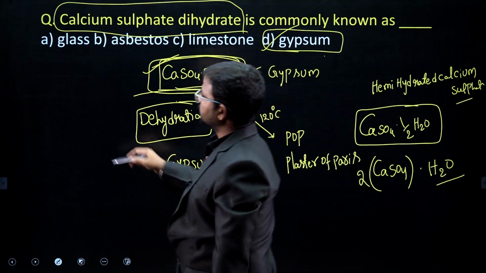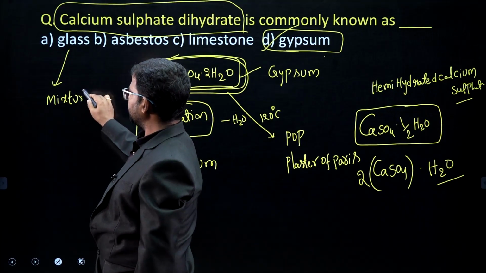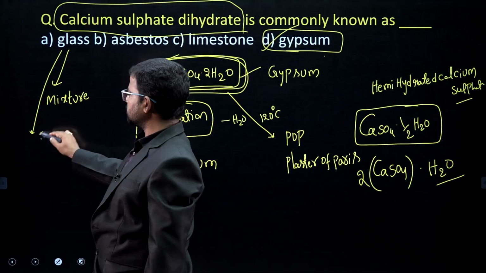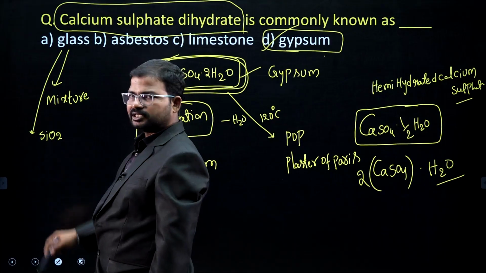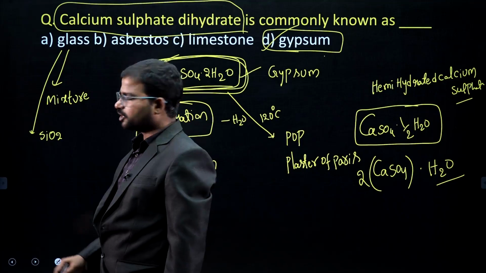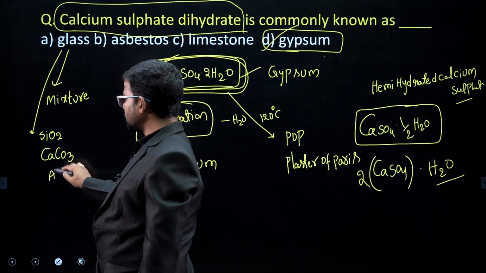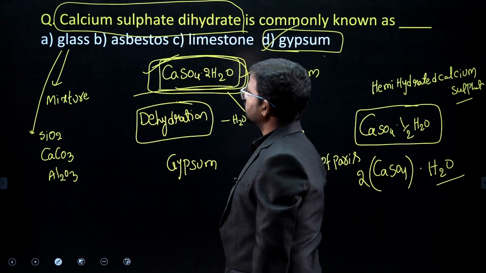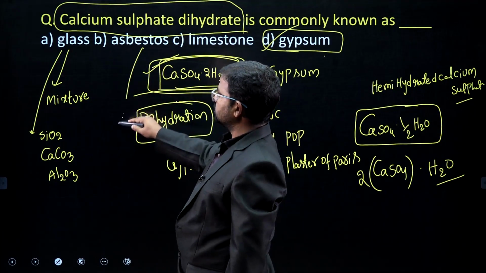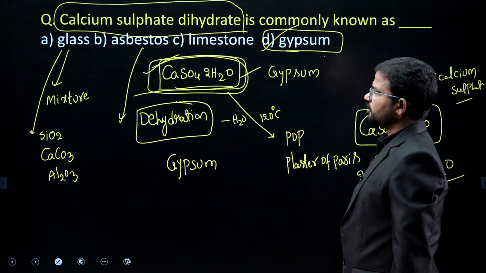What about glass? Glass is a mixture and it has silicate derivatives, silicates, so SiO2, silica. Next, calcium carbonate related derivatives are also there, and aluminum oxide. So aluminum oxide can also be observed. What about asbestos? In asbestos, we have some of the iron related constituents also.